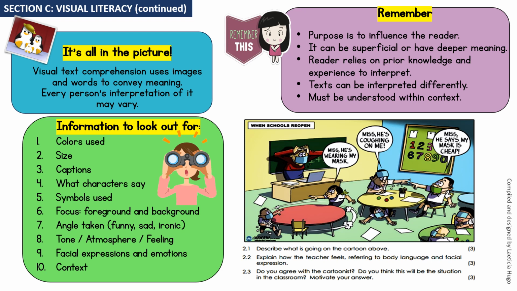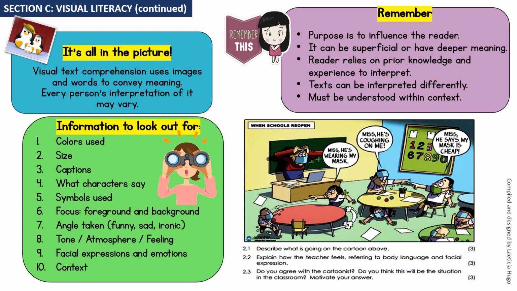Then symbols used. Symbols can vary. For example, in this picture, there's some symbols on the green board there at the back as well as behind the teacher. Then focus, foreground and background. Foreground are usually the things we see first. But then there's some little details at the back or that's smaller that we have to look out for because that also conveys a message.